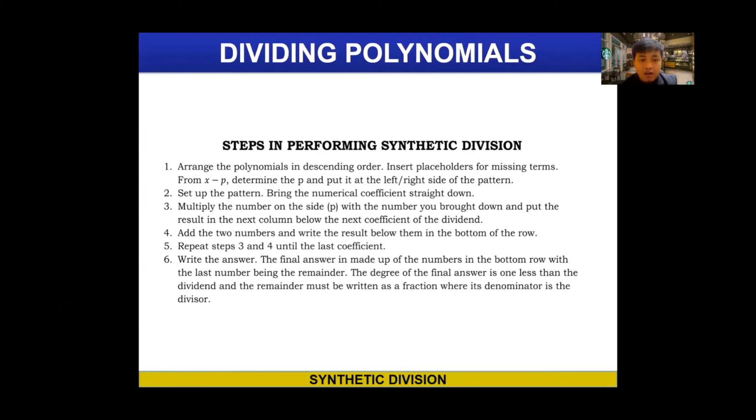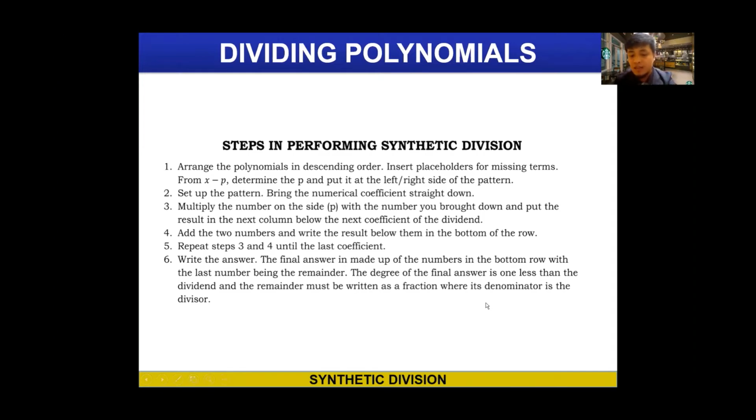And finally, write the final answer, made up of the numbers in the bottom row with the last number being the remainder, and the degree of the final answer is 1 less than the dividend. Take note, the degree of the quotient should be 1 less than the dividend. And the remainder must be written as a fraction where its denominator is the divisor.